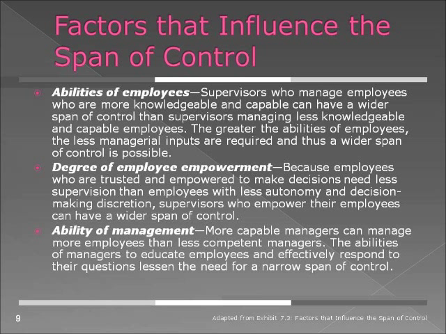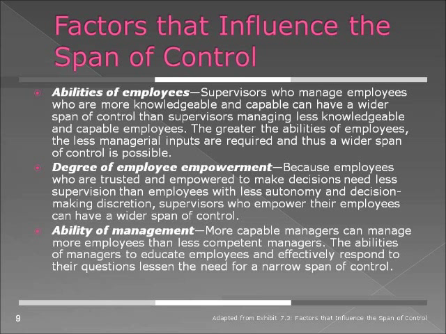Employees who are trusted and empowered to make decisions need less supervision than employees with less autonomy and decision-making discretion. Supervisors who empower their employees can have a wider span of control. Ability of management. More capable managers can manage more employees than less competent managers.